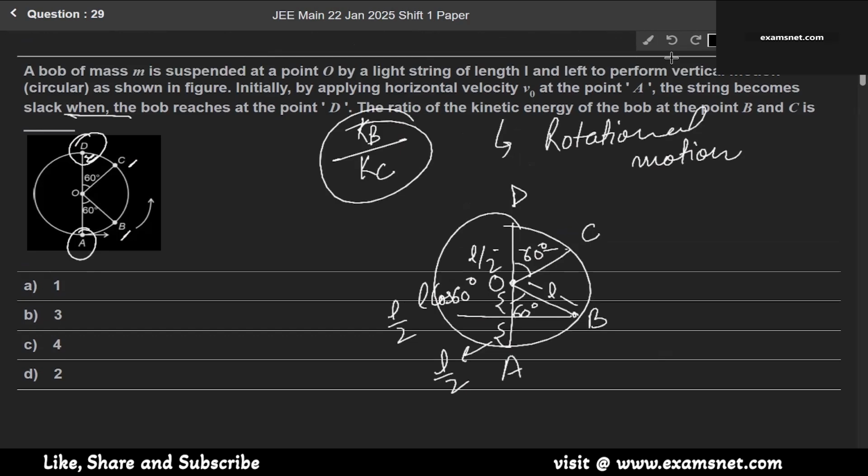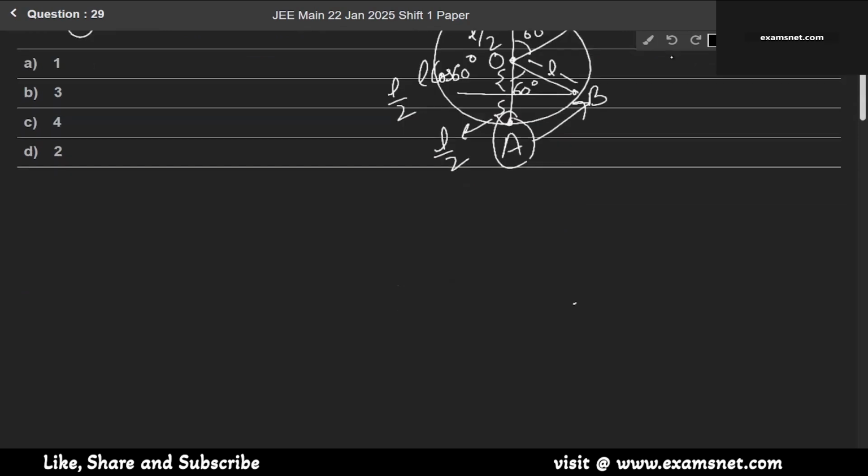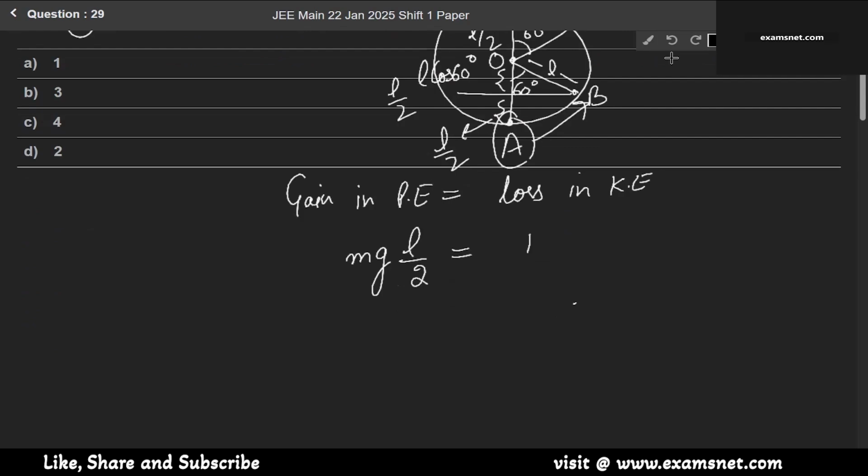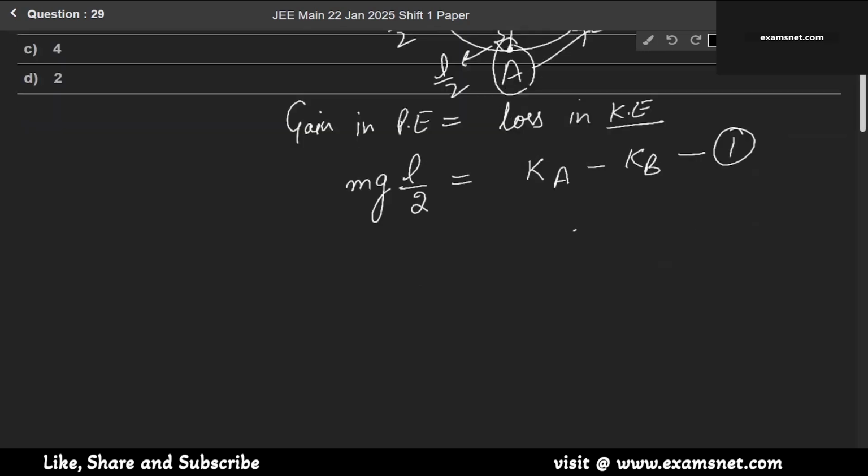So first of all, let the bob reach from point A to point B. If it is reaching from point A to point B, the gain in potential energy will be equal to the loss in kinetic energy. So gain in potential energy, mg times L by 2, will be equal to loss in kinetic energy, kinetic energy of A minus kinetic energy of B. Let this be equation number 1.